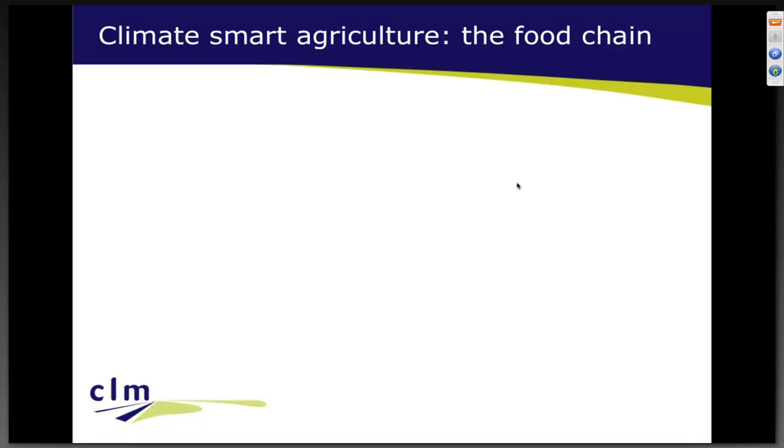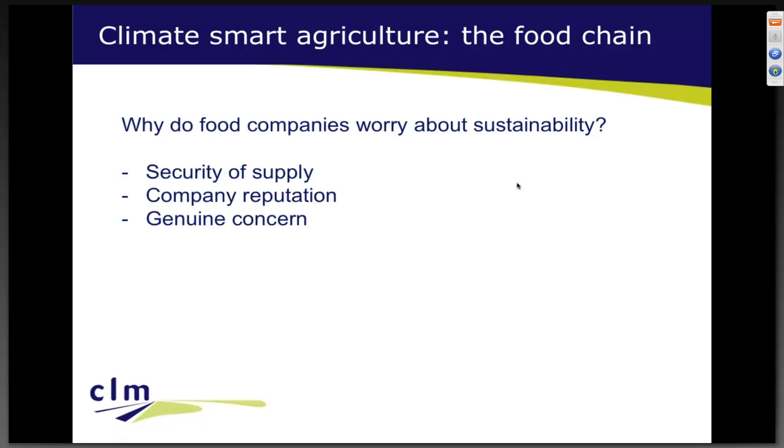I look at the food chain because I don't know how much you people work with food companies and retail. We do, and I find them a positive factor in sustainability because governments don't do much anymore over here. So why do they worry about sustainability? Well, they've got three reasons. The first is security of supply. Food companies are vulnerable to nature, to natural disasters, to the weather, and they want to secure their supply. They want to be able to sell food in 30 years' time.